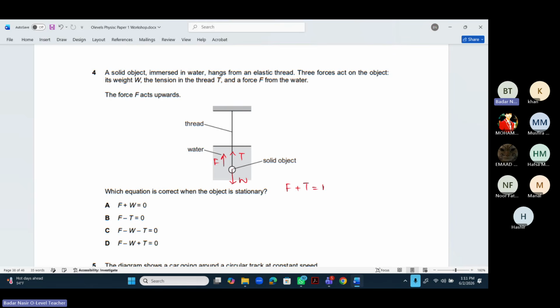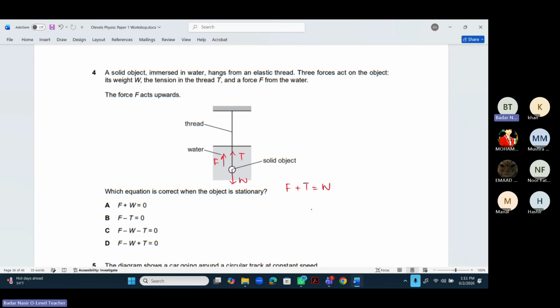F plus T is equal to W, or F plus T minus W is equal to 0. So for question number 4, the correct answer is D, because stationary means the sum of upward forces is equal to the downward forces. So these are the last two questions.